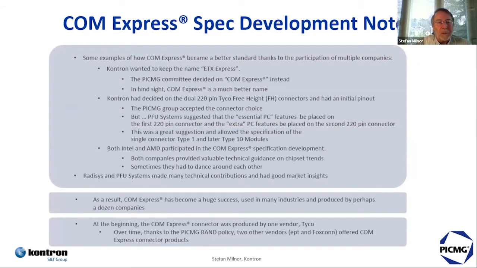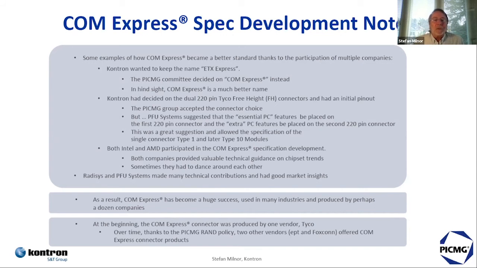So continuing with COM-Express, here are some examples of how COM-Express became a better standard due to the participation of multiple companies. So first off, Kontron wanted to keep the name ETX Express. So the PICMG committee decided that ETX Express was too Kontron specific, and they decided on COM-Express instead. And in hindsight, even though I'm with Kontron, I think COM-Express is a better name, and it kind of conveys that this is an industry-wide spec, not a Kontron proprietary spec.